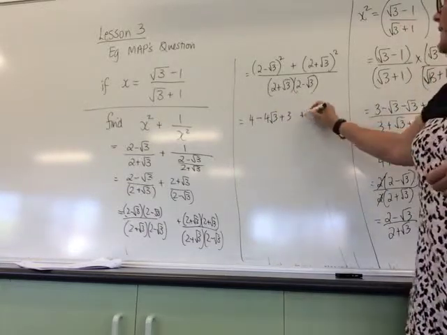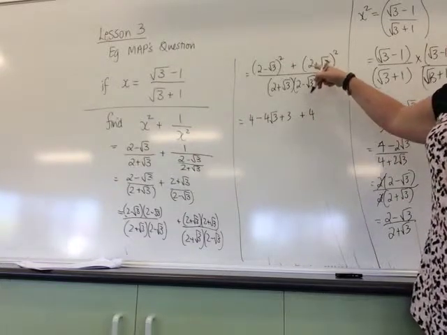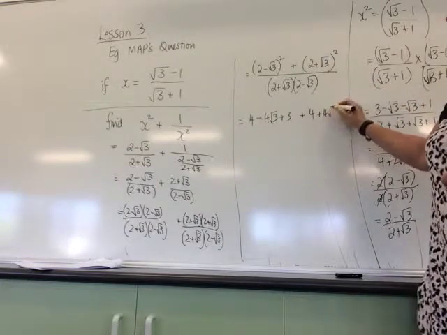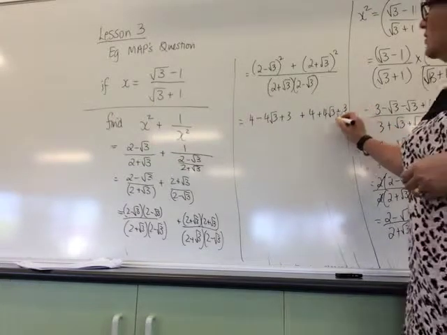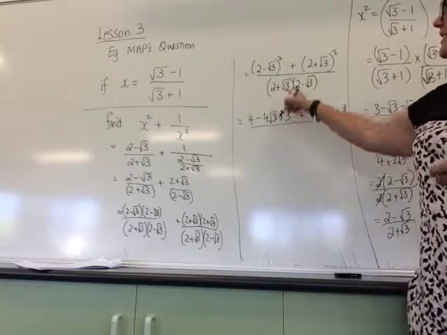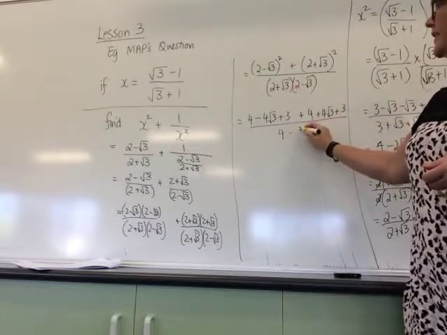I'll do it again for the next one. A squared, which is 4, plus 2ab, which is 2 times 2 is 4, plus that, which is plus 4 root 3, plus 3. All over a squared, but this is the difference of two squares, a squared minus b squared.